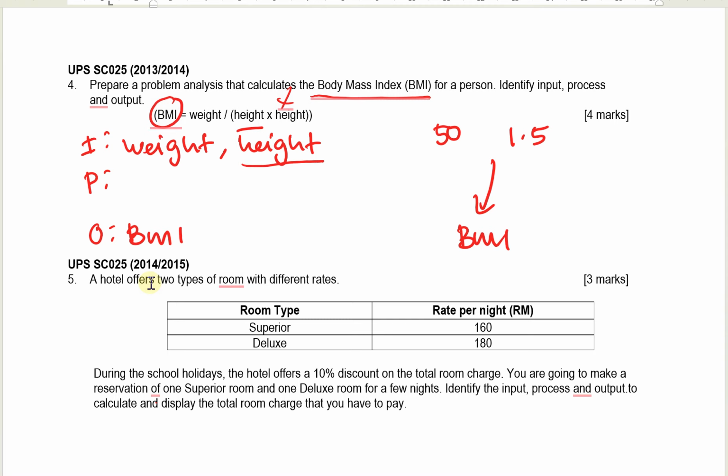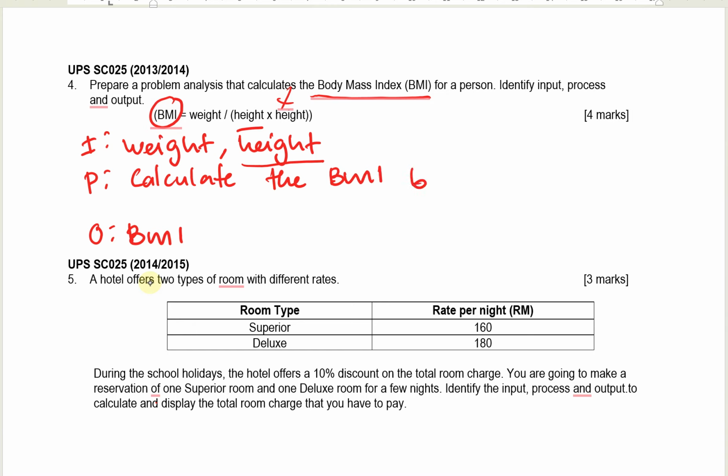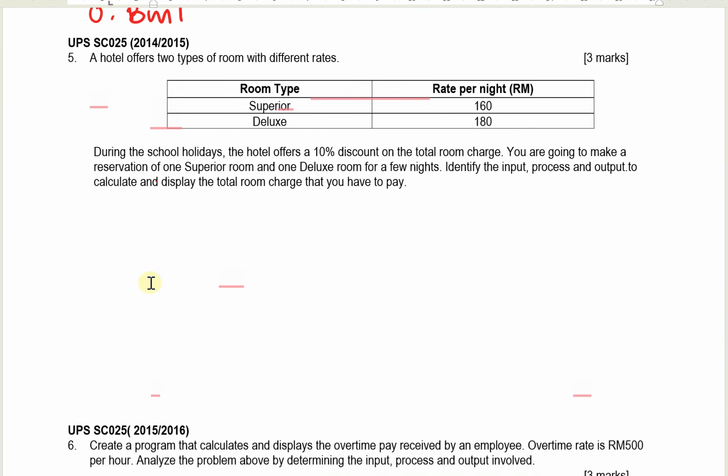Okay, next, how about the process? So the process, you are going to calculate what? Calculate the BMI based on, what is your input? Weight and height. So this should be your process. Alright, next we move to question number 5.